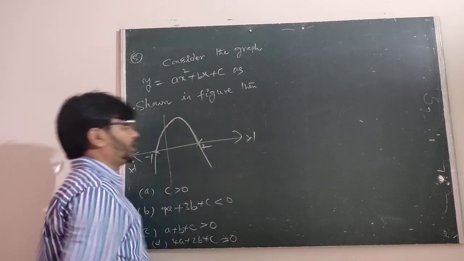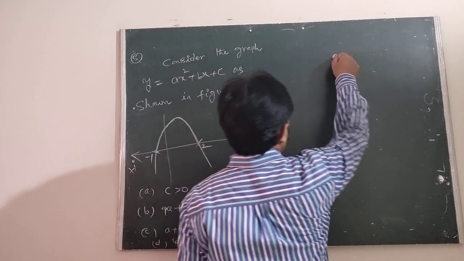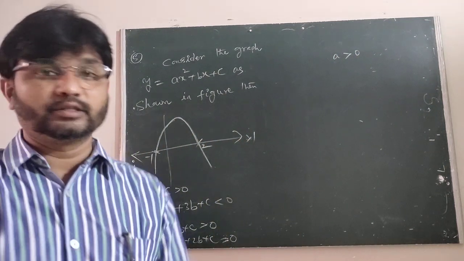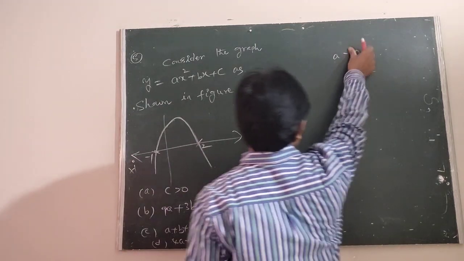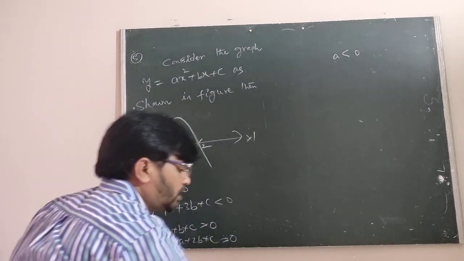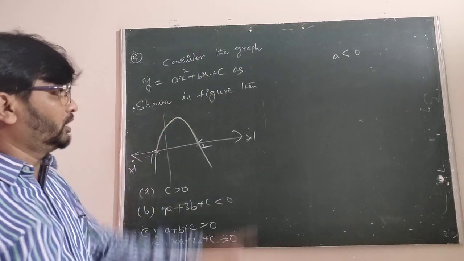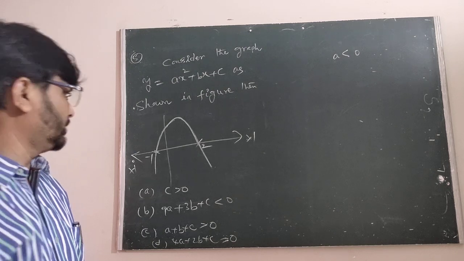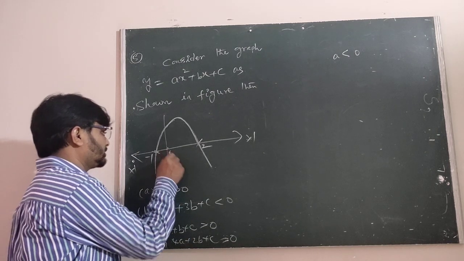For the downward parabola, we know the first condition is that a must be less than 0. For the upward parabola, a is greater than 0. Therefore, first, a is less than 0. That is our observation.